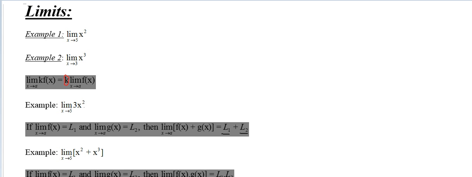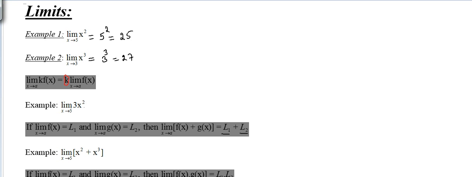Okay, limits. AP Calculus, Chapter 1, Limits. Example 1. Limit of x squared as x approaches 5. This is easy because we can directly substitute instead of x its value, which is 5, so the answer is 25. Same here, it's 3 to the power 3, so it's 27.